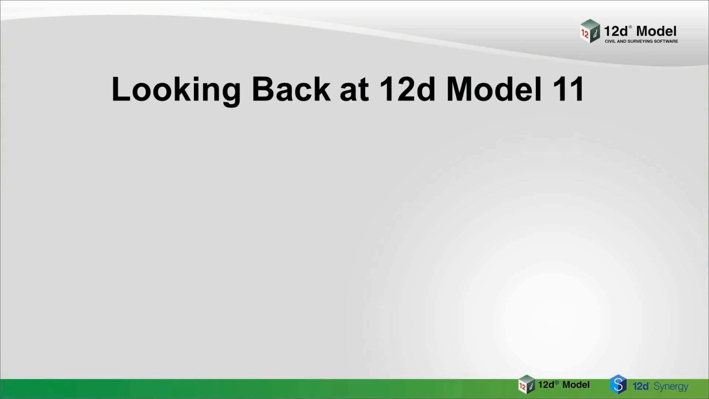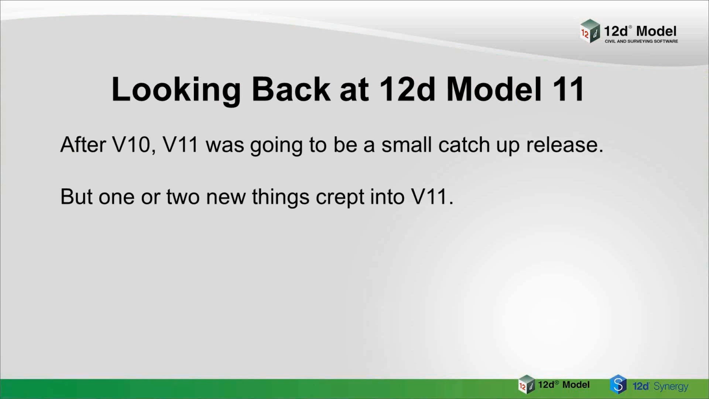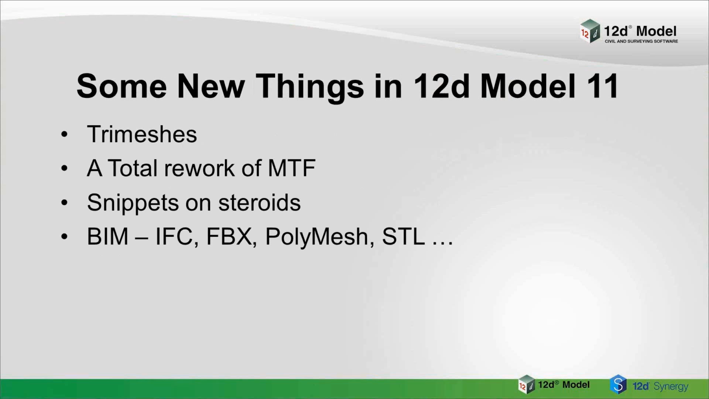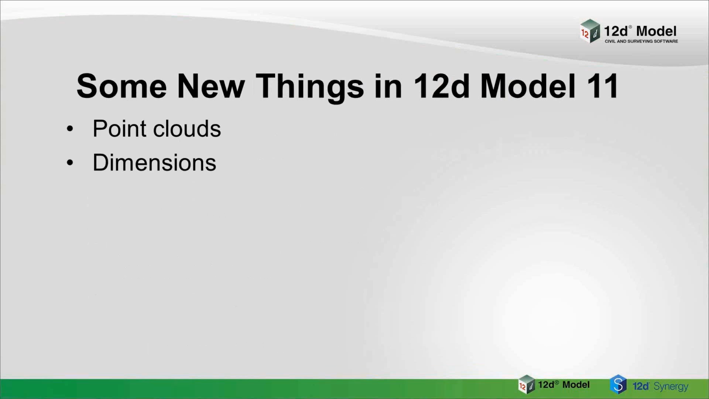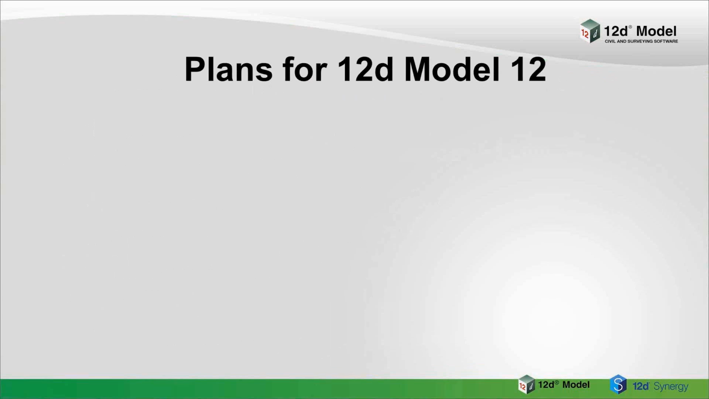Right, now let's get back into it and start looking at what happened in 11. We had lots of new things there. We thought it was going to be a small release, a catch-up release, but we ended up having many things in there. For example, Trimeshes, total rework of MTF, snippets, BIM, tunnels, drainage, 12D model and synergy integration, point clouds, dimensions, leaders, tables, plot sheets, ADAC, and E-plan for all up the East Coast.